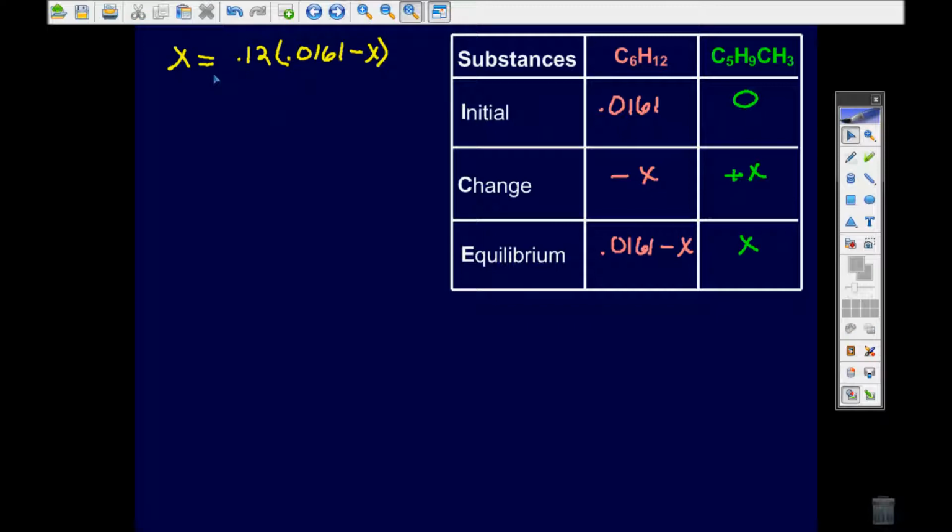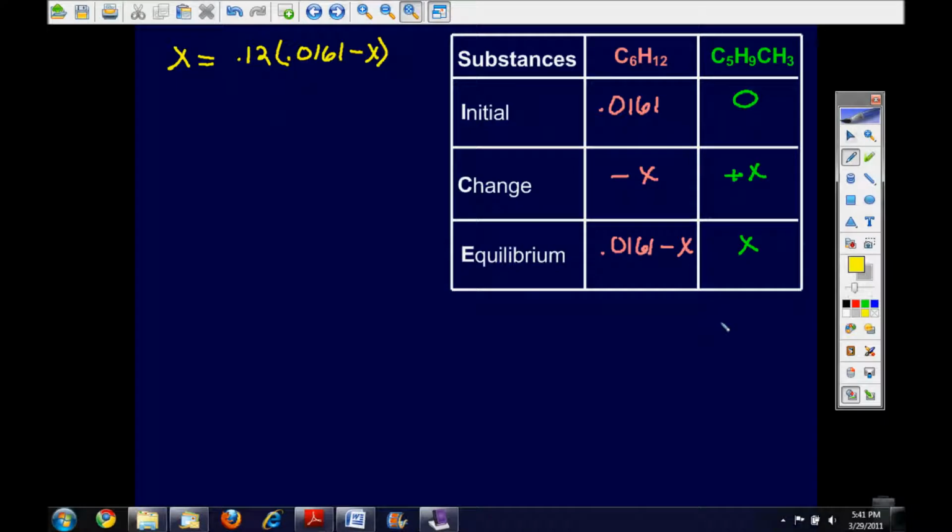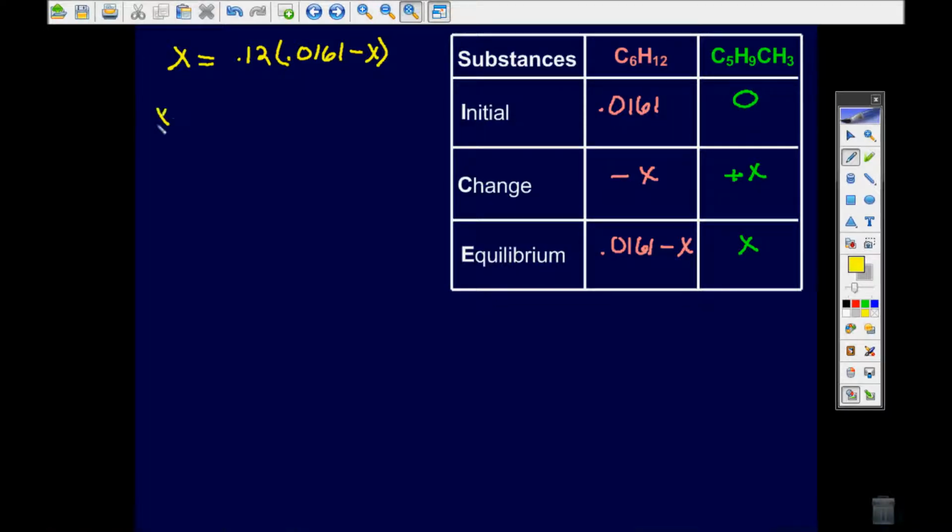So now I'm going to distribute this right here. Got to remember your algebra. So 0.0161 times 0.12, that's going to give me X is equal to 0.00193 minus 0.12x. So now all I'll have to do is add 0.12x to both sides.